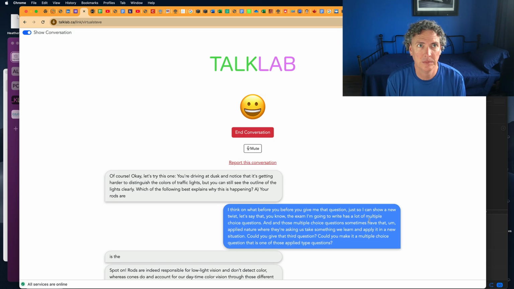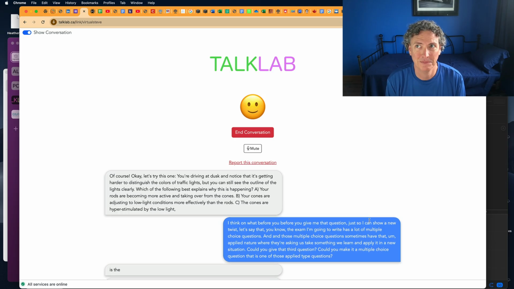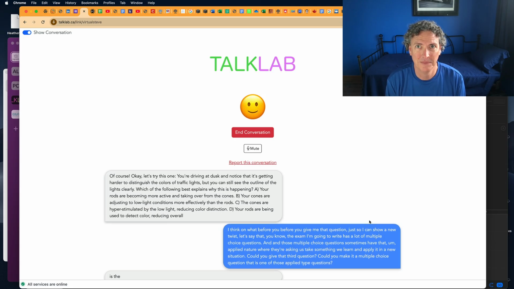A, your rods are becoming more active and taking over from the cones. B, your cones are adjusting to low light conditions more effectively than the rods. C, the cones are hyperstimulated by the low light, reducing color distinction. D, your rods are being used to detect color, reducing overall vision clarity. I believe the answer there would be A.